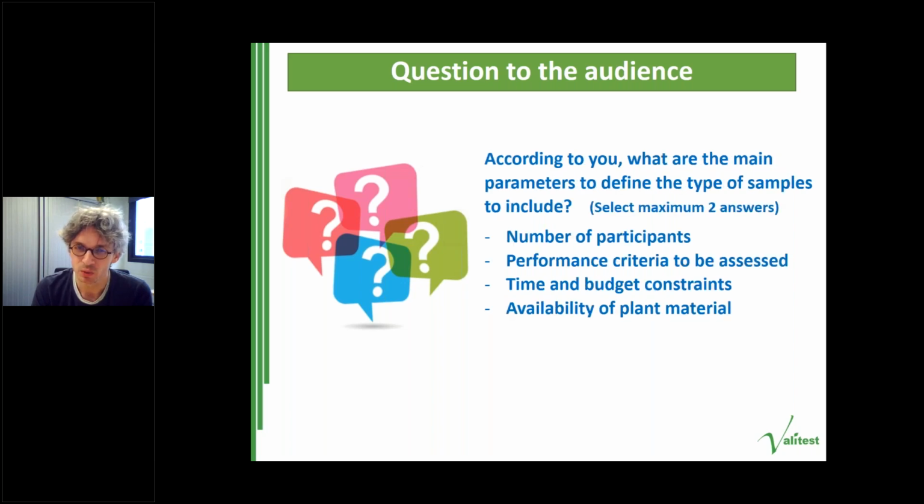The second question we want to ask you is, according to you, what are the main parameters to define the type of samples to include? And we will ask you to select a maximum of 2 answers, and the proposals are the number of participants, the performance criteria to be assessed, the time and budget constraints, and the availability of plant material.